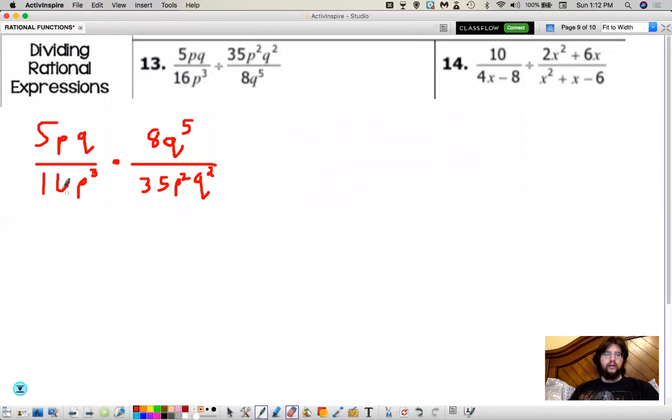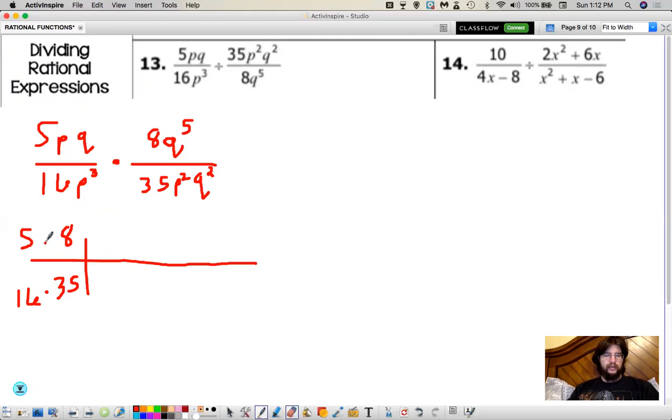Now, we've got only monomials here, so let's group it. Organize it, whatever the heck you want to say. 5, 8, 16, 35. Again, if you weren't using a calculator, you could save yourself a bunch of time by simplifying first. This is just going to be 1/14.